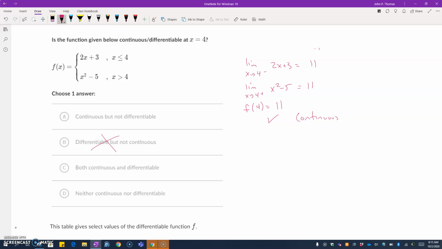All right, at that point, we've established continuous, and we can basically knock out any of the answer choices that says not continuous. All right, which means B and D are out of the picture. Now we just need to decide between A and C. All right, I've just increased my odds of a correct answer here.